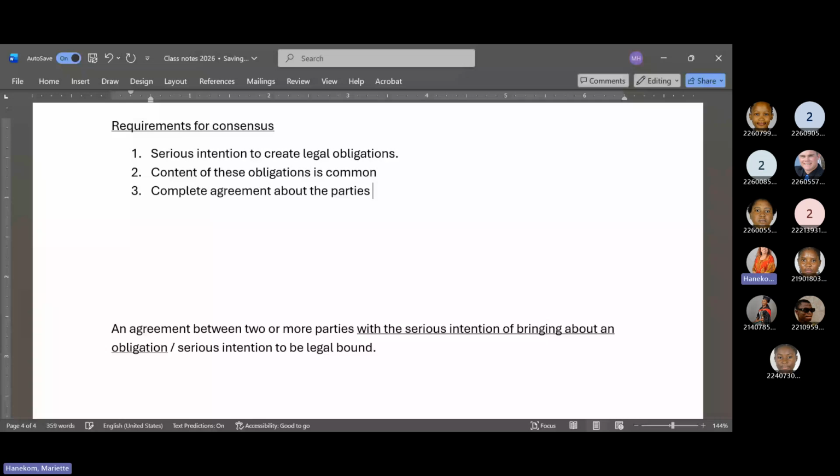There must be a complete agreement about the parties to the contract. If I am under the impression that it is Martha buying my car, but actually it is Celine, there is no consensus. You need to know and agree as to who are the parties to the contract.